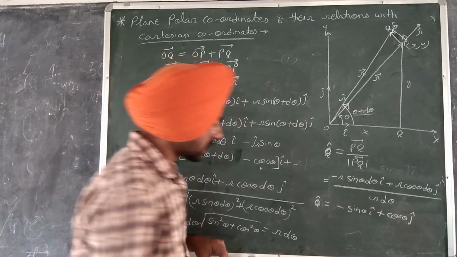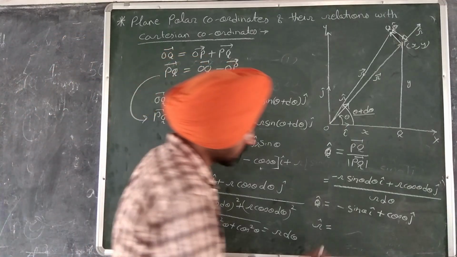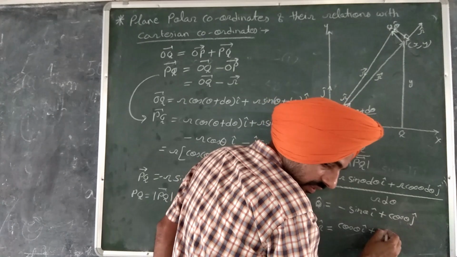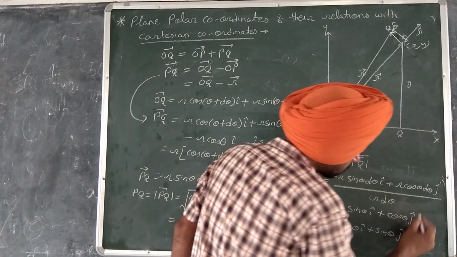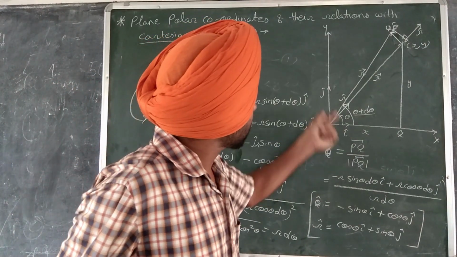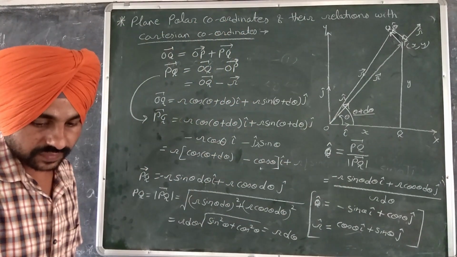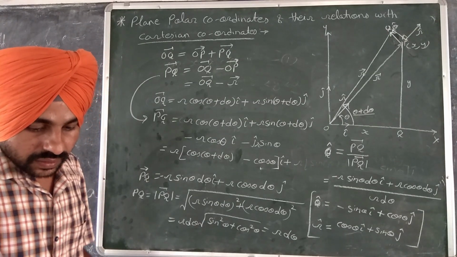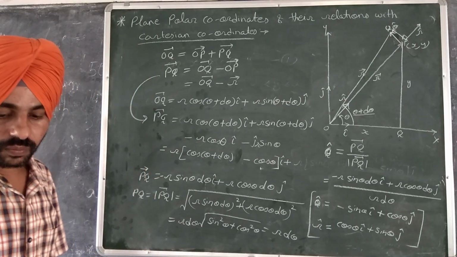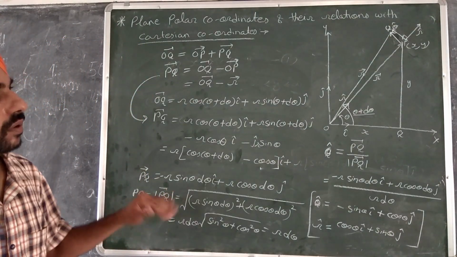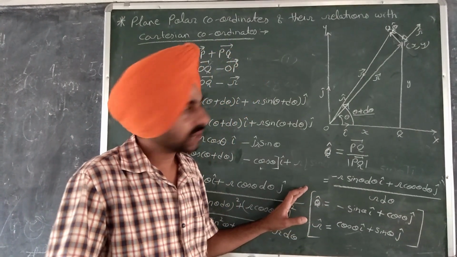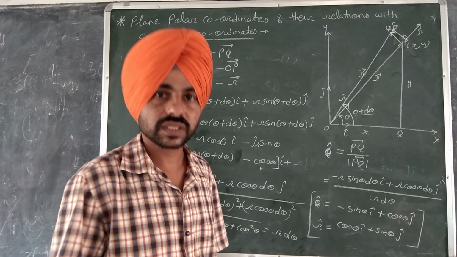So what was unit vector r cap? Cos theta i cap plus sin theta j cap. In the Cartesian coordinate system, i cap and j cap are fixed, but unit vectors r cap and theta cap vary from point to point. Thus, for moving from one point to another point, the polar unit vectors are themselves functions of time. So this is important.